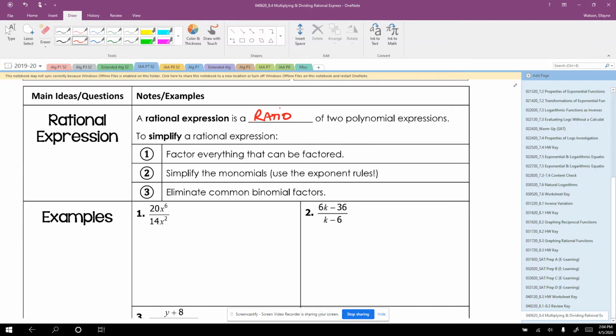So the steps here are listed for you. You're going to factor everything. Then you're going to simplify the monomials using exponent rules. Then you're going to eliminate common binomial factors.